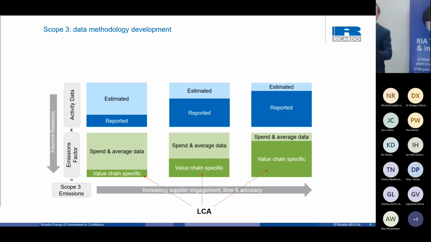So life cycle assessment allows you to do a much deeper dive into those different categories and understand where the hotspots are through your spend of goods and services, and also where your impacts are from the in-use or end-of-life phase of those products.